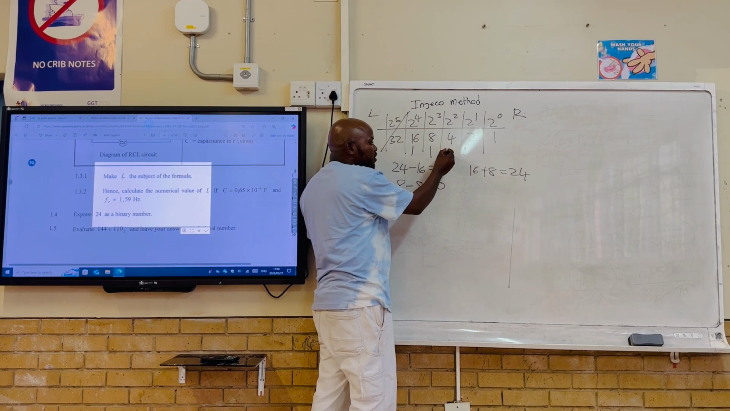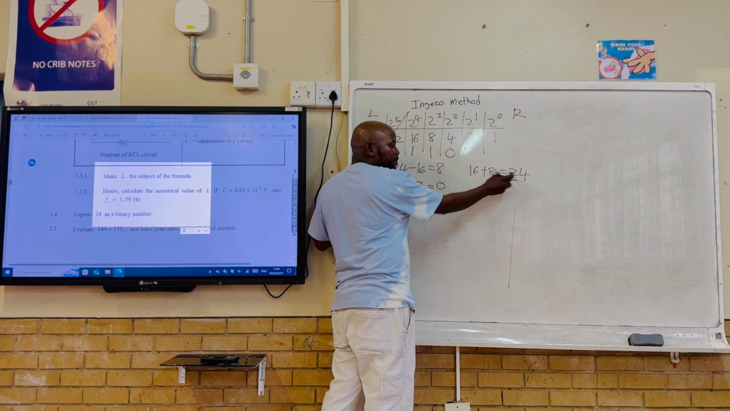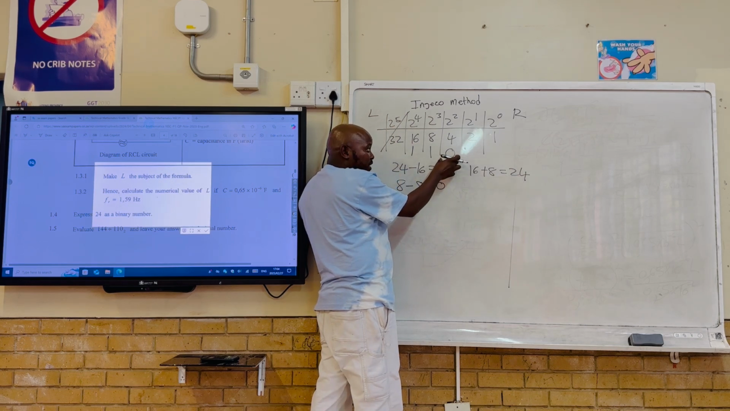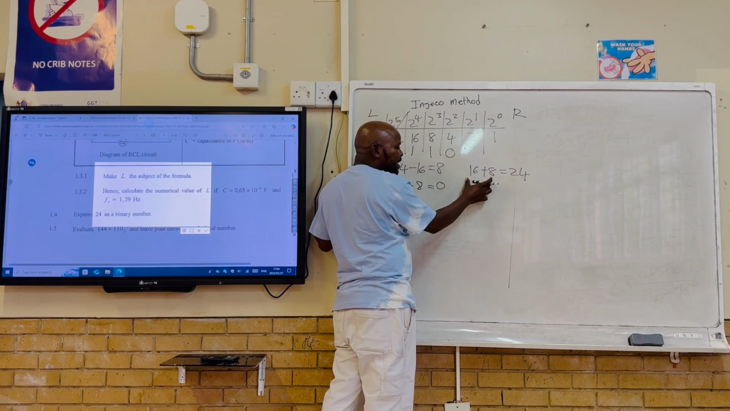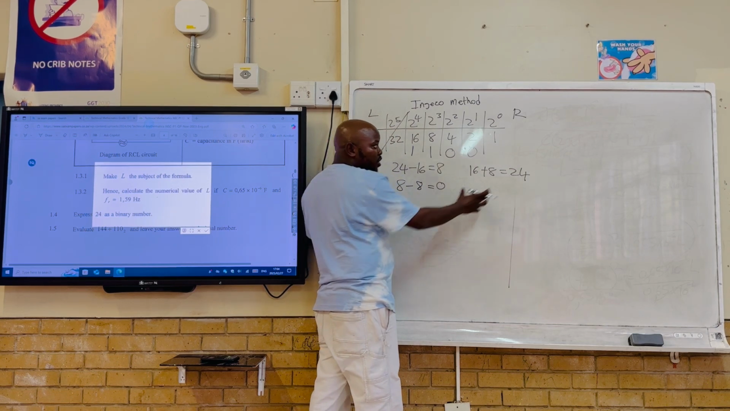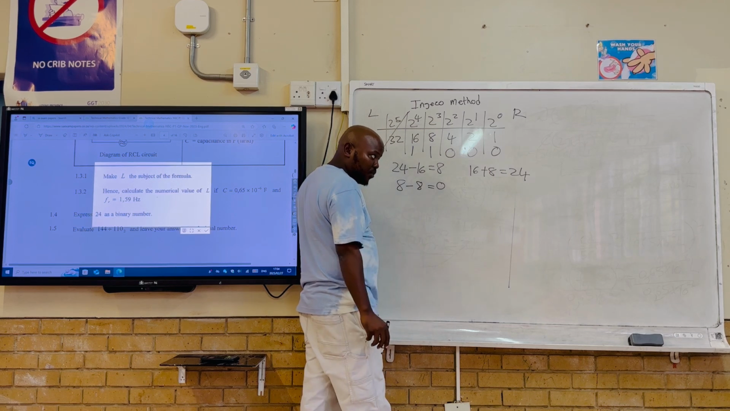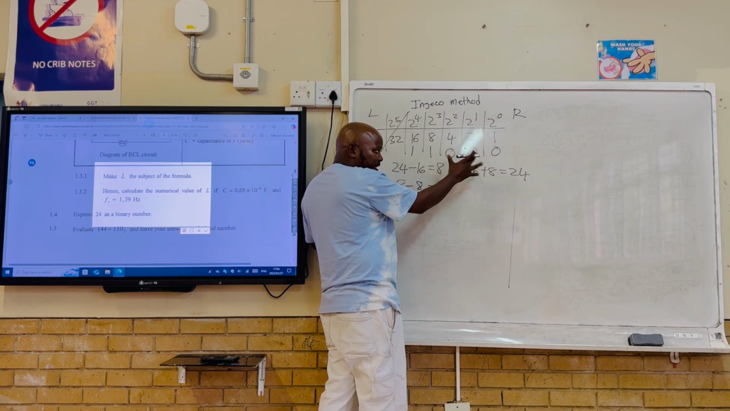No, we don't have 4. We are just going to say 0. Again, we don't have 4 that is adding up to 24. That is why we are going to say 0. Now, do we have 2 that is adding up to give us 24? No. We're just going to say 0. Do we have 1 that is adding up to 24? No, which is 0.